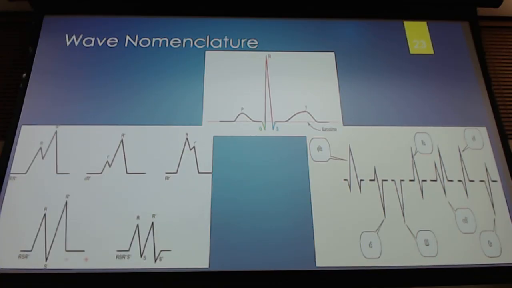This becomes important when we think about things like, anybody know what causes these? Bundle branch block. A bundle branch block, because now instead of our ventricles depolarizing via the electrical conduction pathway, they're depolarizing myocyte to myocyte. That takes longer, and we can see that on our ECG.